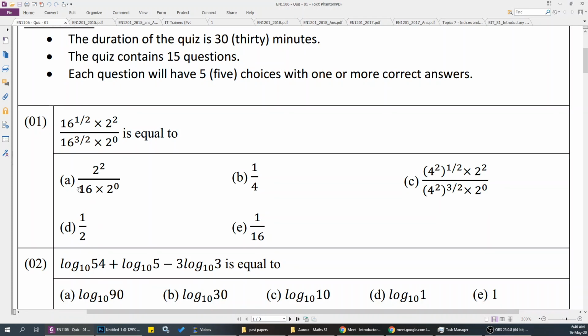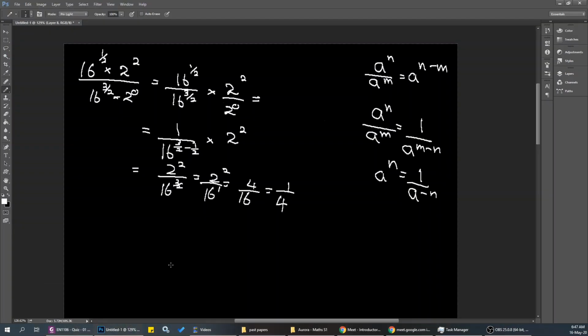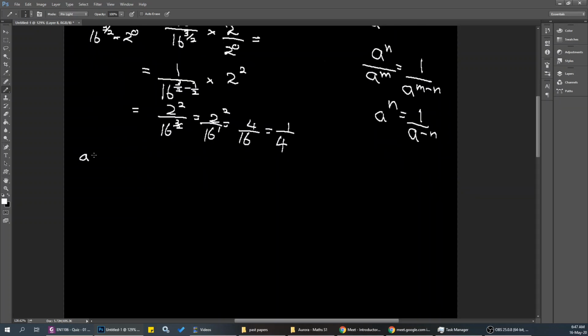Okay, then take answer A, 2 to the power 2 over 16 into 2 to the power 0. Still the answer is this, right? In A we had 2 to the power 2 over 16, 2 to the power 0. Still you get 2 to the power 2 over 16. Still the answer is 4 over 16. So A is correct. Also we found that B was also correct.